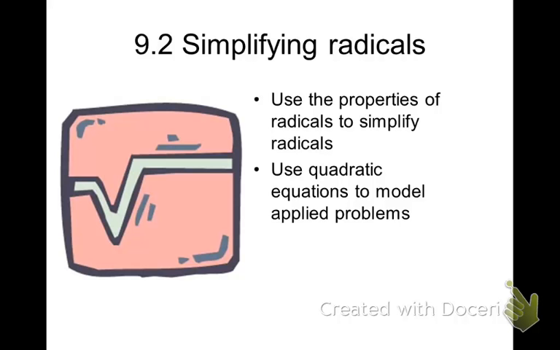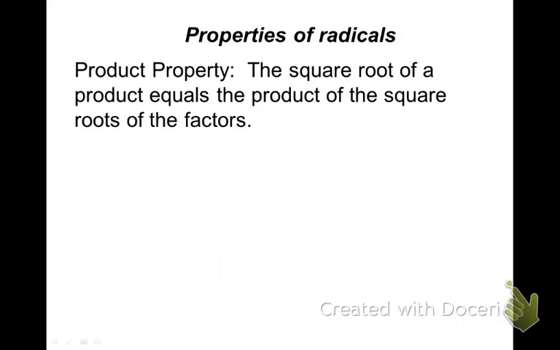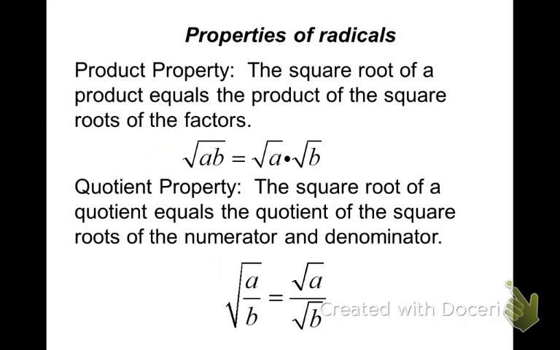Okay, section 9.2 is on simplifying radicals. One of the tools that we use in simplifying radicals is the idea that if you have the square root of a times b, and really that could be a composite number, we can break that composite number out and break each number into its own radical. And we can do this for multiplication and we can do it for division.